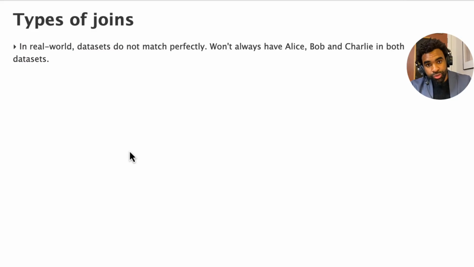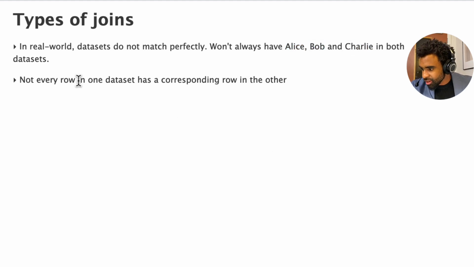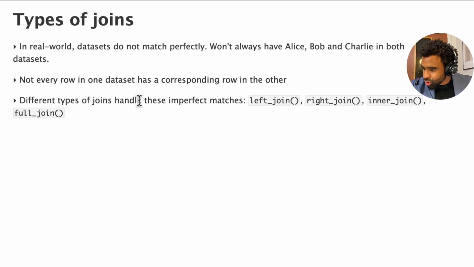Now that we've introduced you to the most common join, the left join, let's think about why there are actually multiple different types of joins. In the real world, datasets often do not match perfectly. That is, we won't always have, for example, Alice, Bob, and Charlie in both of our datasets. Another way to say this is that not every row in one dataset will have a corresponding row in the other. So different types of joins handle these imperfect matches differently.